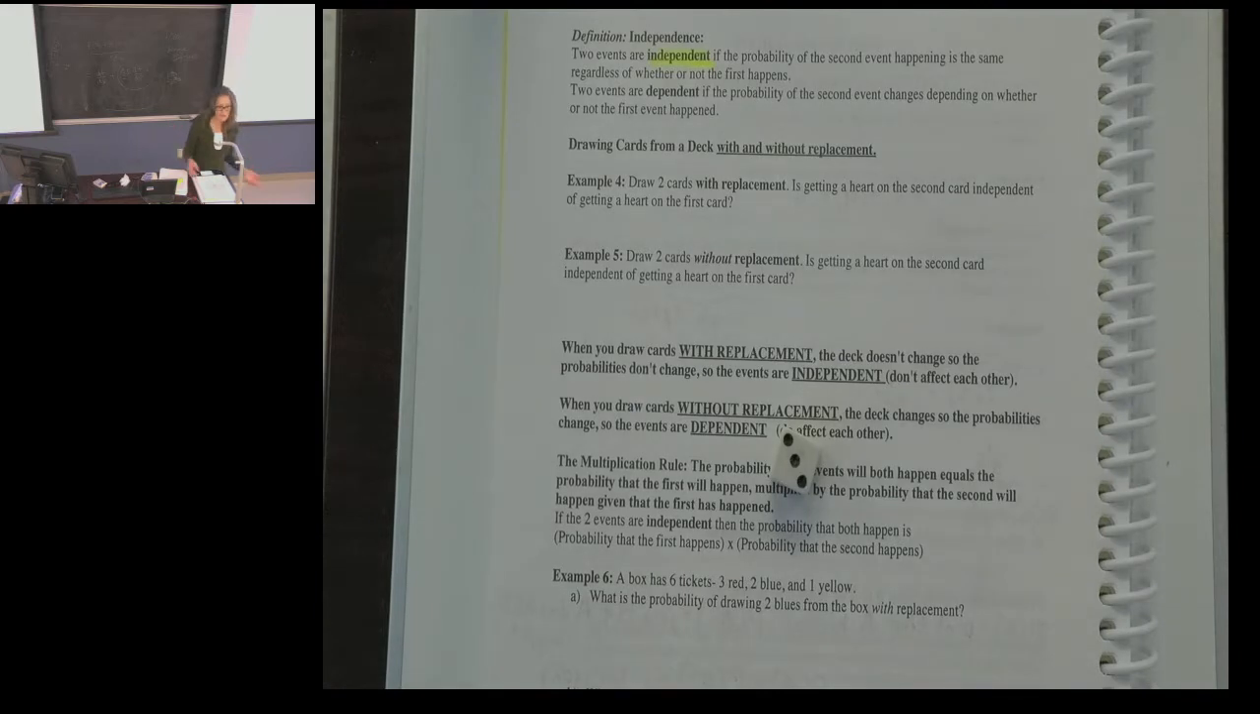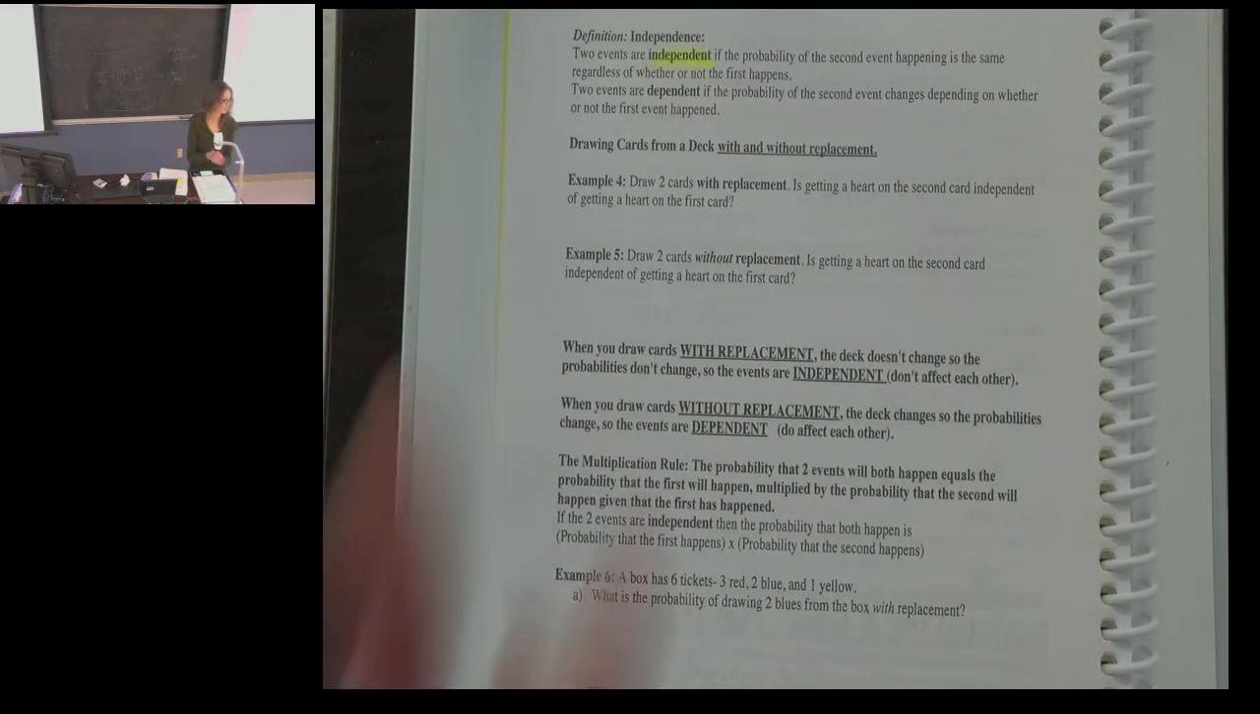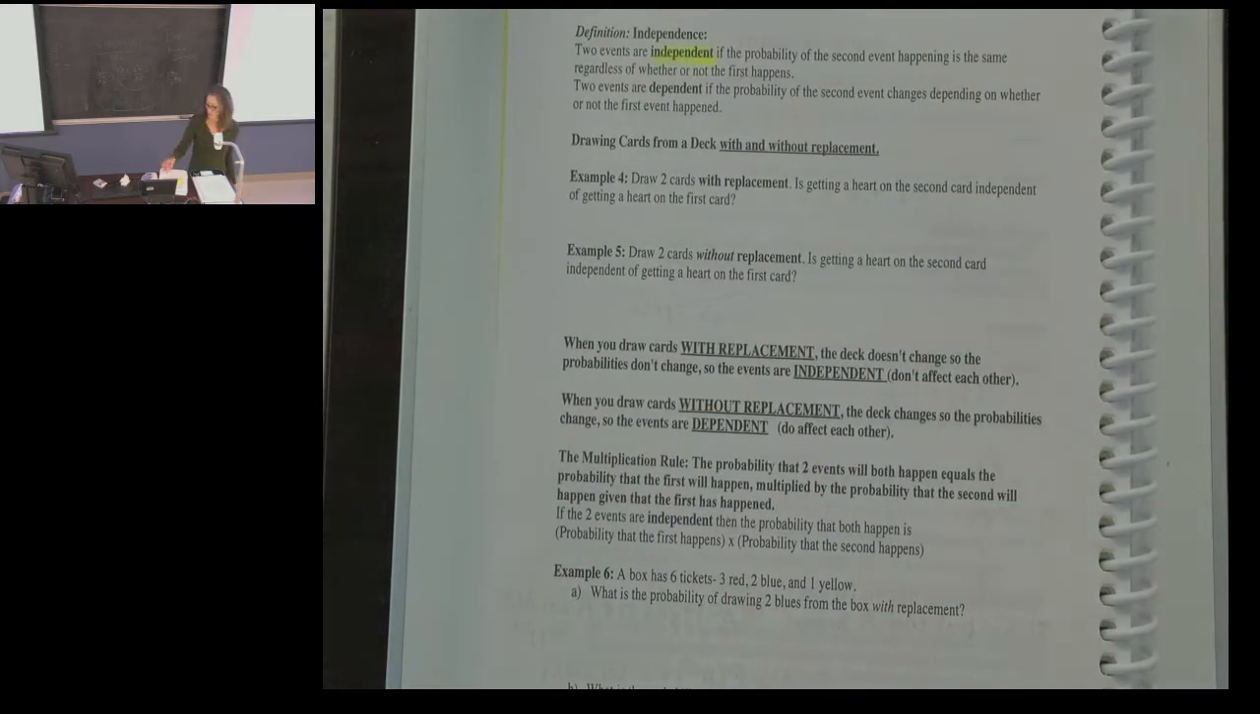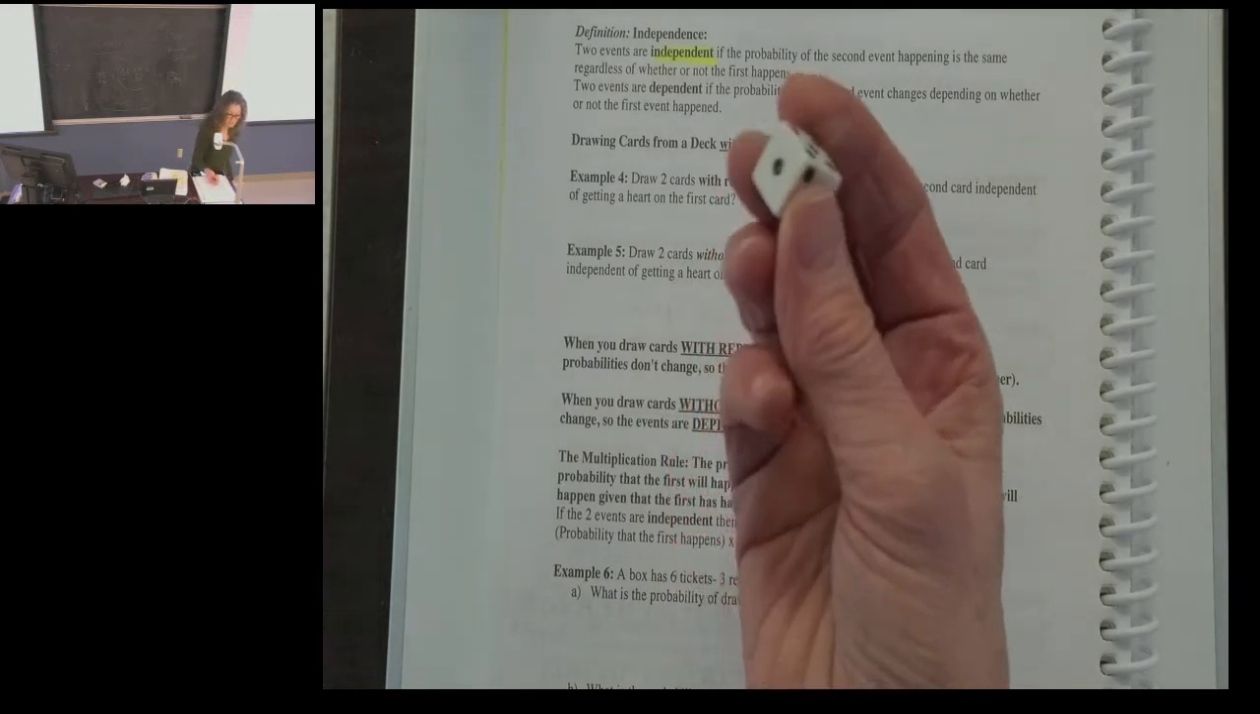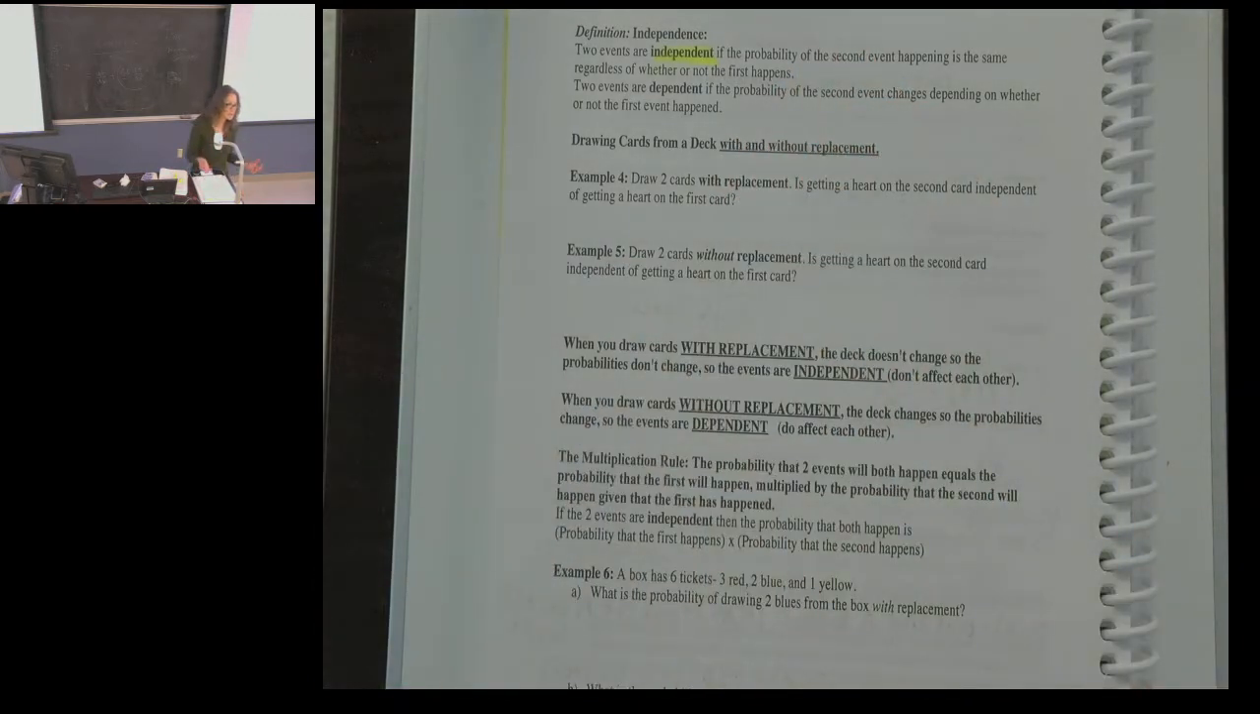Oh, I did. But that's not because I rolled the 3 on the first, unless it was a loaded die. Let's see what else I get. 5. Okay, so the die has no memory of what happened. It's going to be the same each time. So the events are independent. Same with flipping a coin, etc.